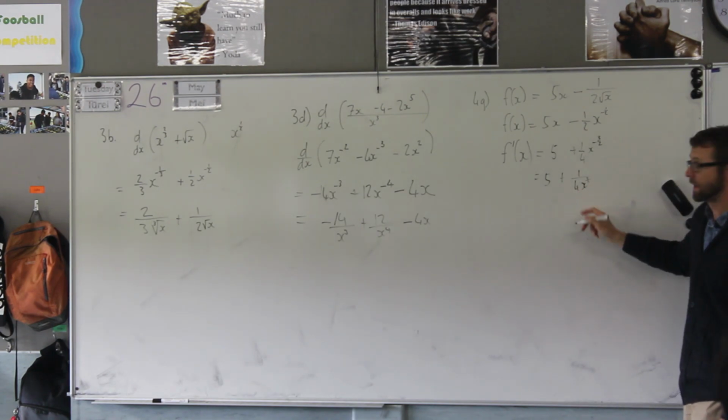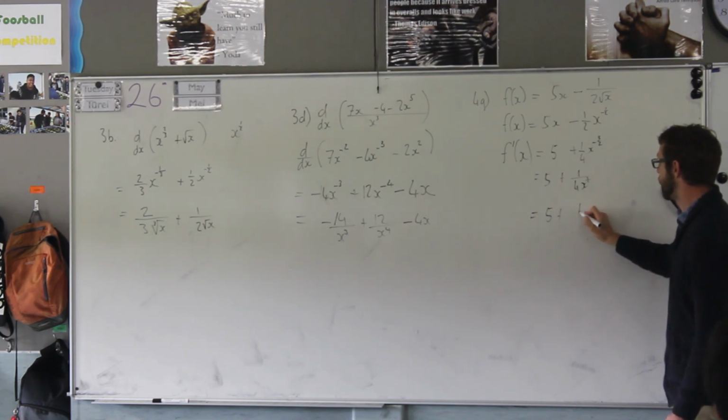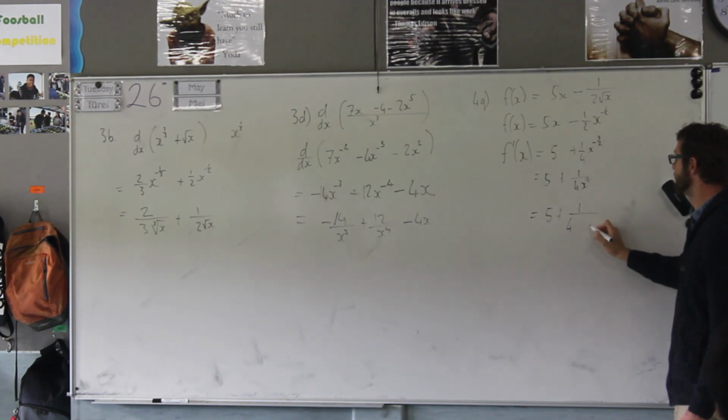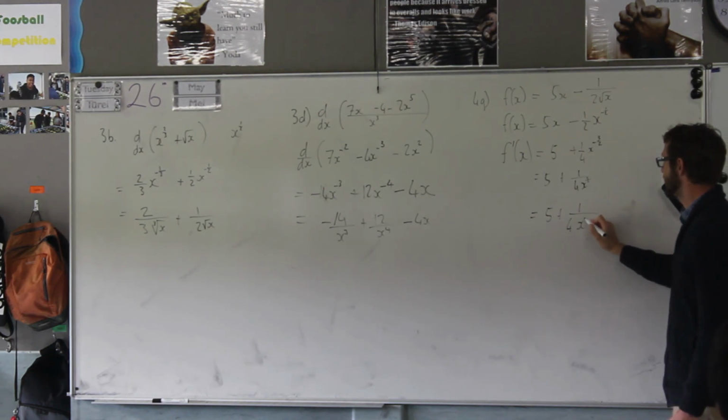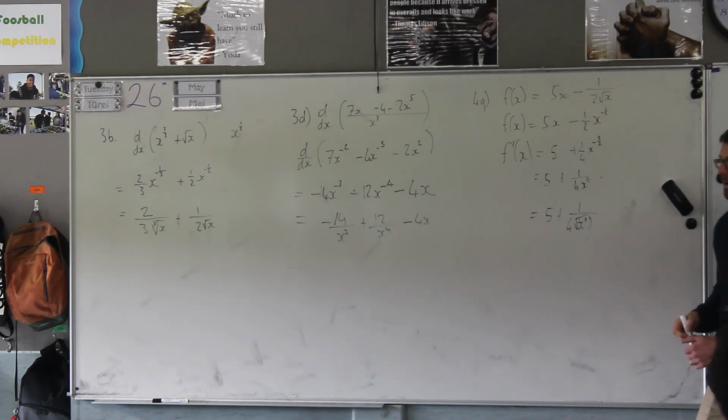Or another way of writing that would be 5 plus 1 over 4, and then x cubed, and then square root. I think this is fine. That's fine as well. Okay.